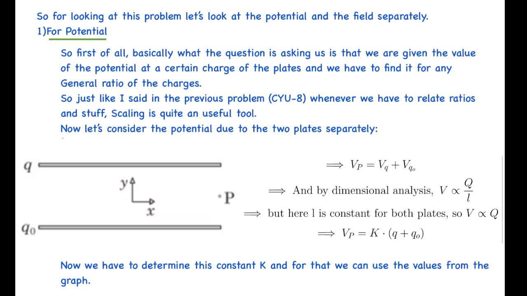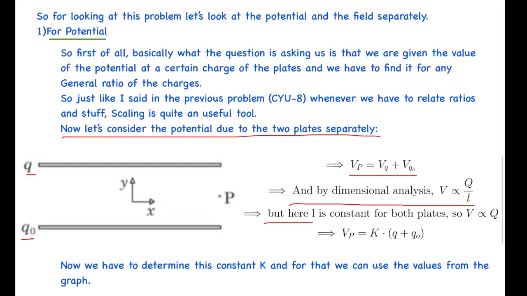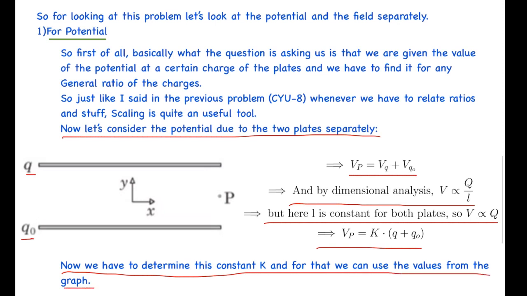Now let's look at the potential due to the two plates separately. At this point, we can write Vp due to the two plates separately as Vq and Vq naught. Vq is this, and Vq naught is this due to this plate. By dimensional analysis, V will be directly proportional to Q by L. But here, as L is constant, as both the plates are the same and the geometry is the same, V will be only proportional to Q. So Vp can be written as K times Q plus Q naught, where K is some constant depending upon the geometry.